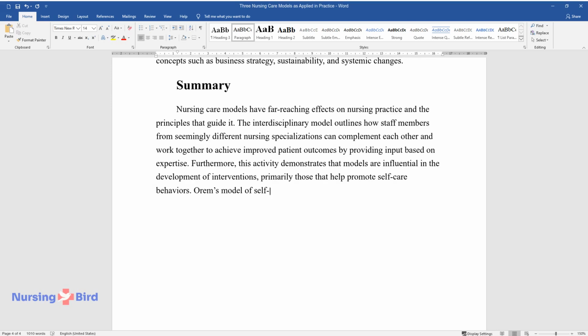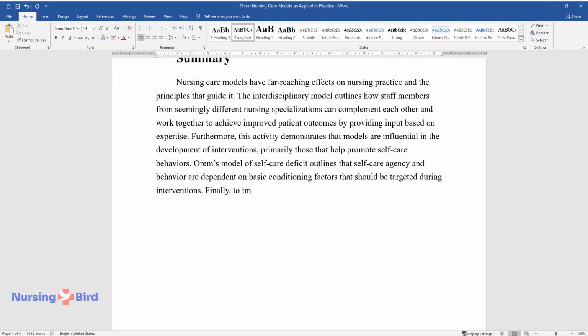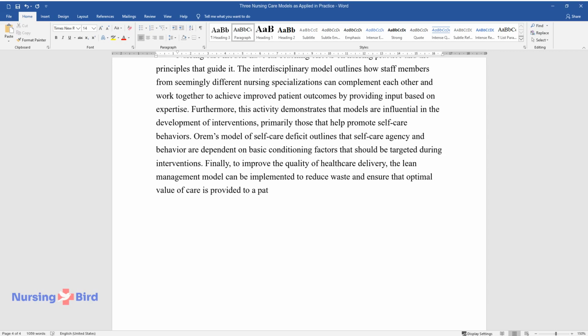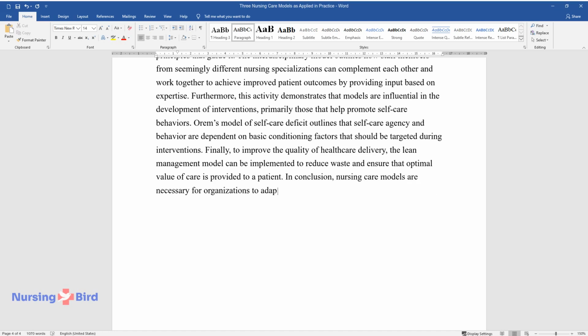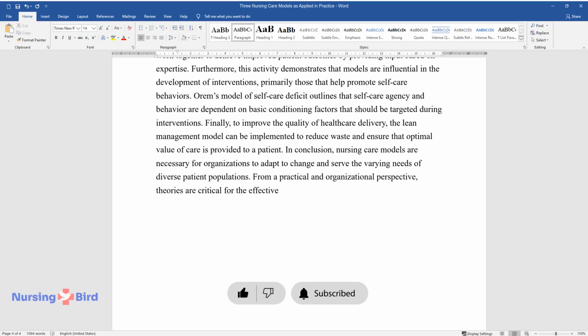Orem's model of self-care deficit outlines that self-care agency and behavior are dependent on basic conditioning factors that should be targeted during interventions. Finally, to improve the quality of healthcare delivery, the Lean Management Model can be implemented to reduce waste and ensure that optimal value of care is provided to a patient. In conclusion, nursing care models are necessary for organizations to adapt to change and serve the varying needs of diverse patient populations. From a practical and organizational perspective, theories are critical for the effective delivery of care.